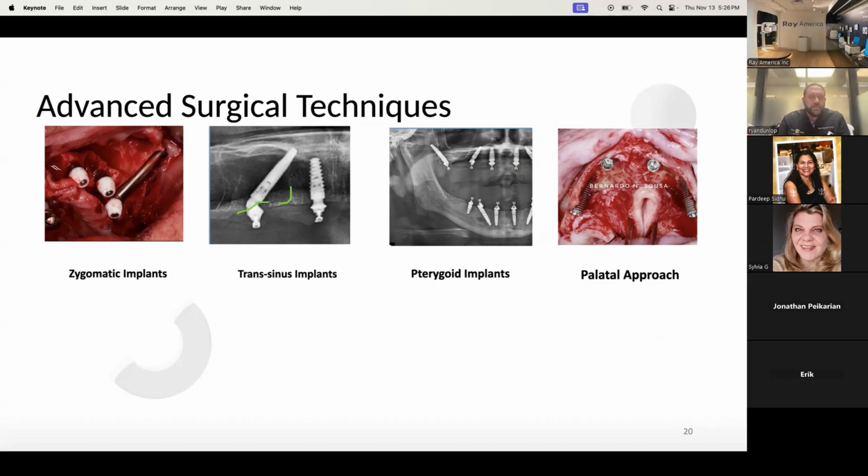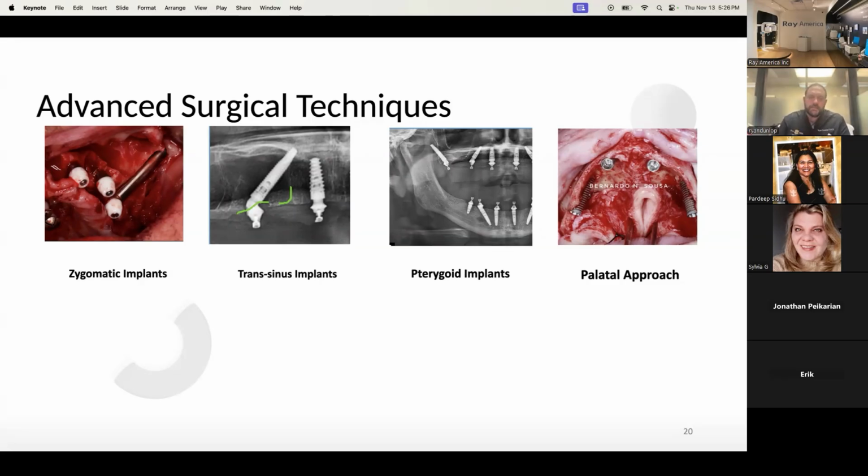I'm not going to talk too much about zygomatic implants. I think that's a completely separate subject that we can spend an hour on at a different time. And the reason for that is between transsinus implants, pterygoid implants, and palatal approach implants, I have virtually eliminated the need for zygomatic implants in my practice. I still have maybe 5 or 6 cases a year that need zygomatics, but it's getting less and less every year. And the reason for that is I'm getting better at doing transsinus, pterygoid, and palatal approach implants.